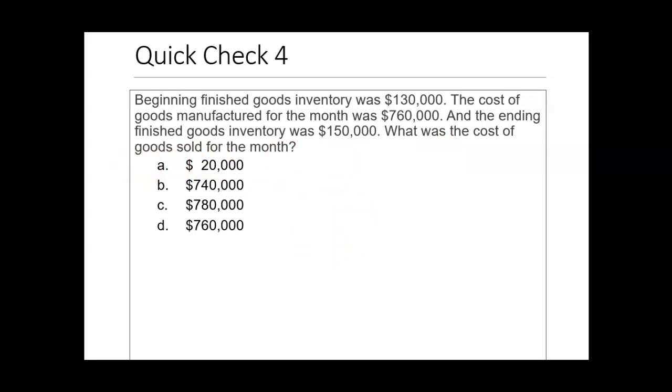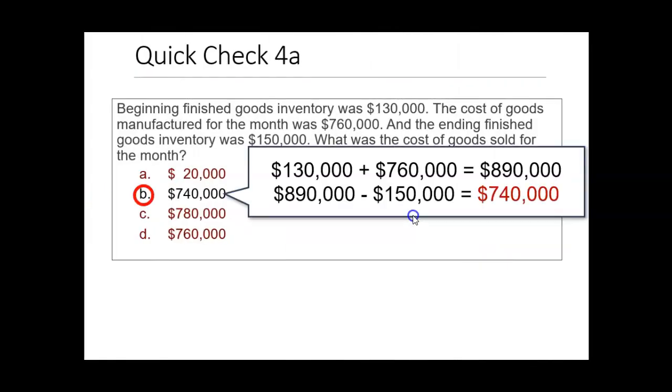Okay. So you've got to ask yourself, how do you approach this problem? You take your finished goods beginning amount, the 130, add the 760, which is your cost of goods manufactured for the month. That gives you 890. Subtract out the ending finished goods inventory. So that gives us a cost of goods sold of $740,000. This shows the cost of those items that were sold to our customers during the course of the accounting period.